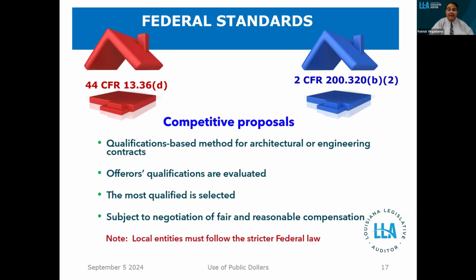Local entities have to follow the stricter law because you'll note under state law, it just says you can't consider price in selection as the primary thing, but it doesn't specify a specific procedure. There are specific procedures for state agencies for contracts over $1 million or more, but locals in selecting their architect and engineer, there are not particular requirements for the process for selecting one. They can simply negotiate with their person of choice.